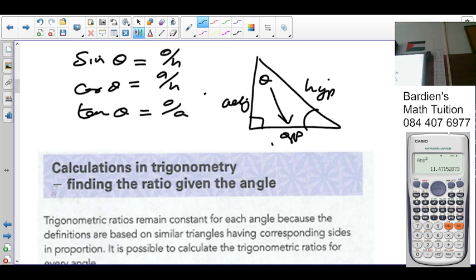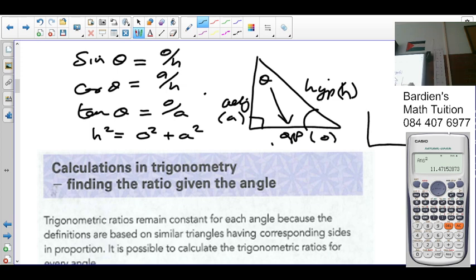What else can you do with the right angle triangles? Pythagoras. The Pythagorean theorem says your hypotenuse squared equals, if this is your A, O, and H, we know that H squared equals O squared plus A squared, your Pythagorean theorem. Then we also spoke about labeling triangles. So if that is your ABC, we also said that that's lowercase c, lowercase a, lowercase b.